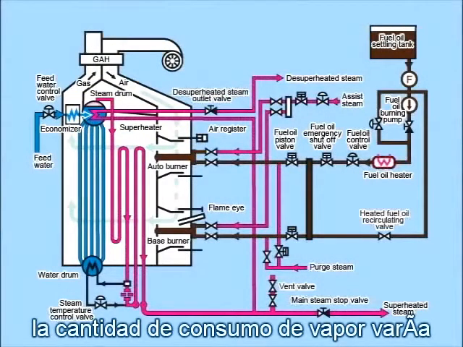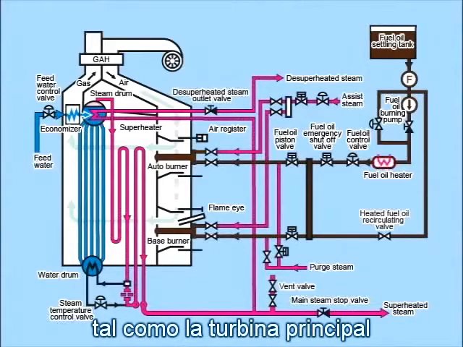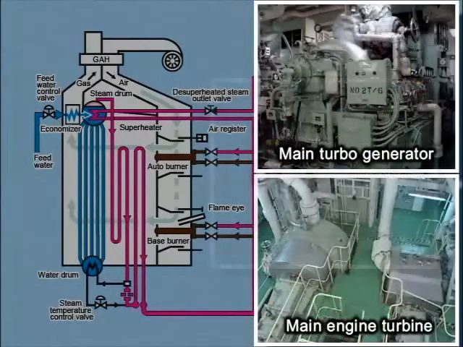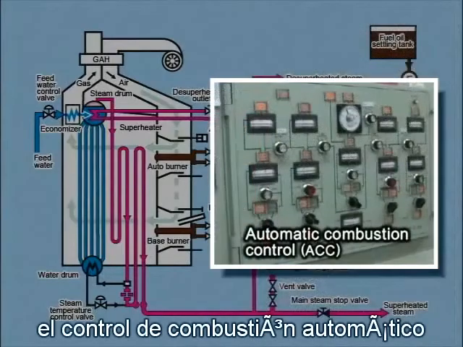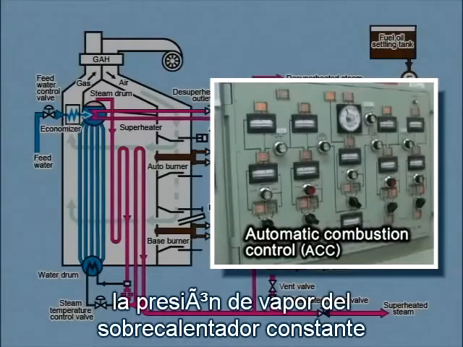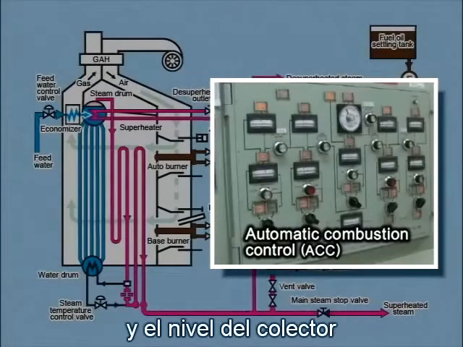The amount of steam consumption varies according to factors such as main engine turbine and main turbo generator loads. However, the automatic combustion control and other equipment work to maintain constant superheated steam pressure and temperature and the drum level.